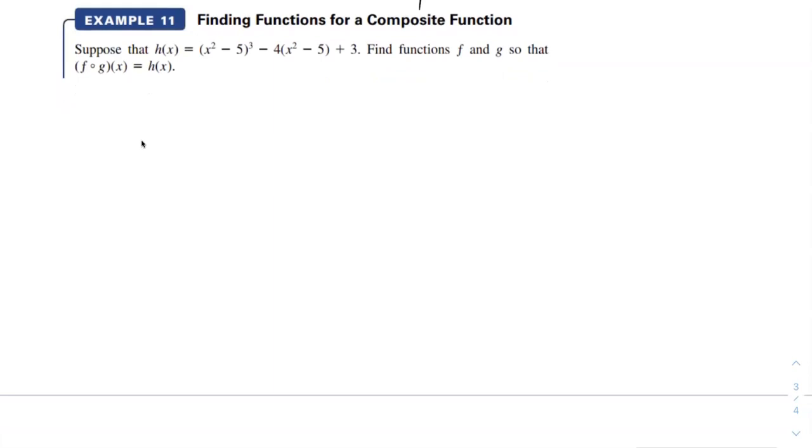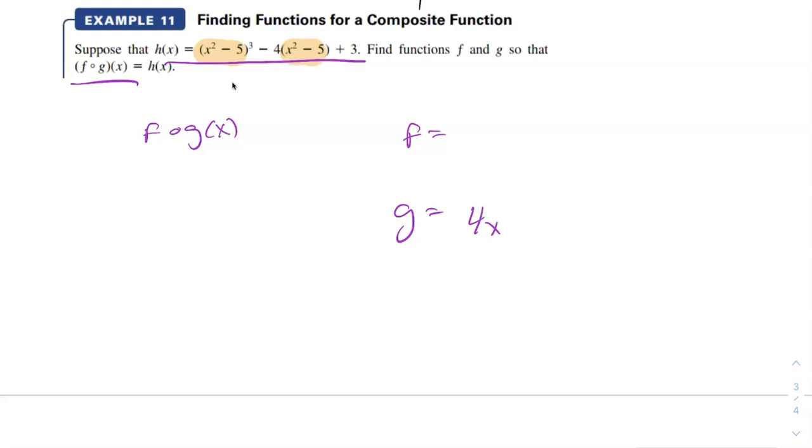This one's going backwards, finding functions of composition functions. So what they're saying is we have this long function here that is an f of g of x. And I want to figure out what f of x is and what g of x is. So in this case, g of x is the inside value right there. So what's the one that's getting plugged into the other one? What's the inside value? I would say it's this and this, 4x minus 5, x squared minus 5. That function is inside this other function here.